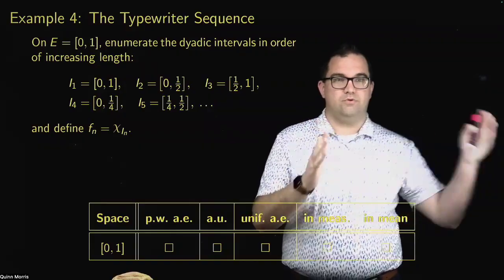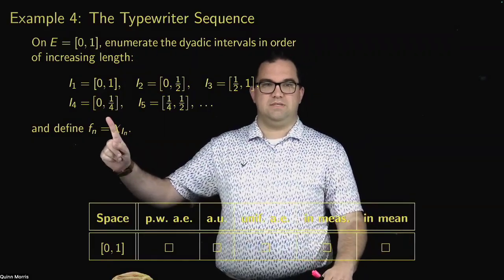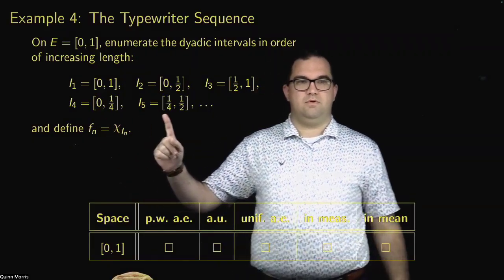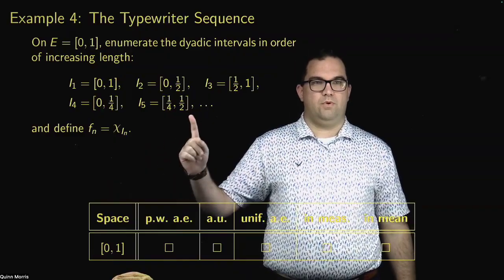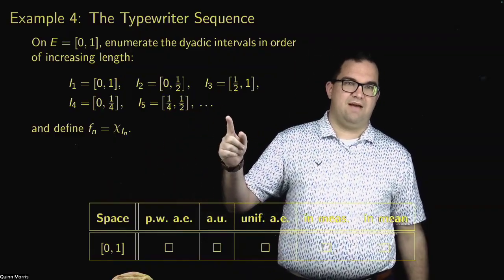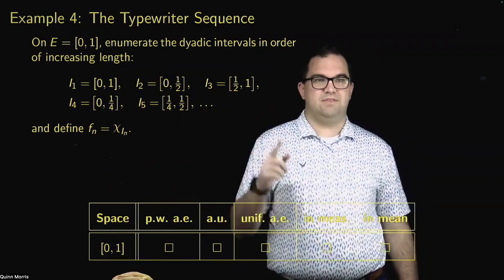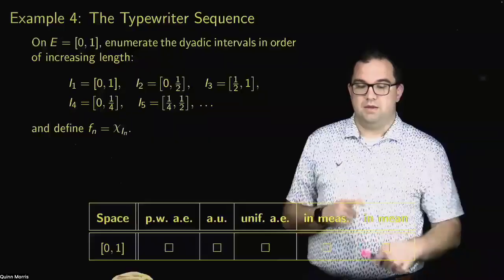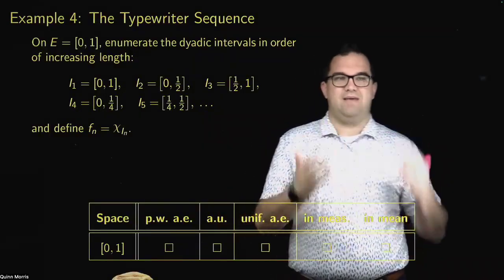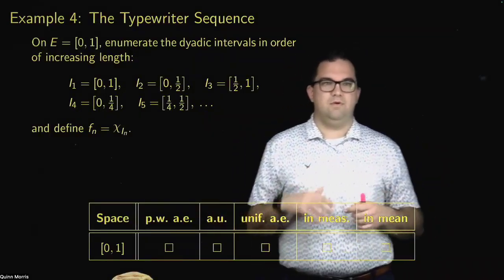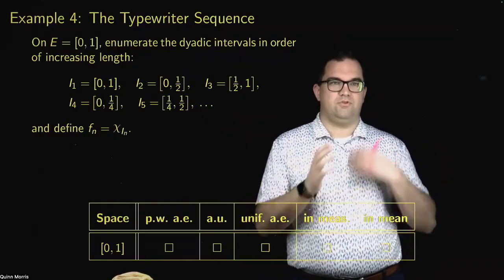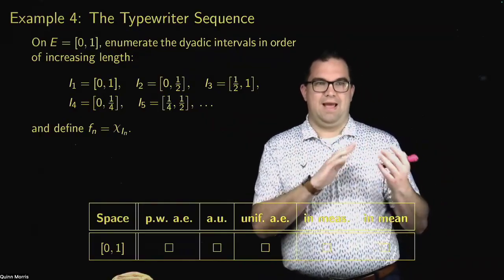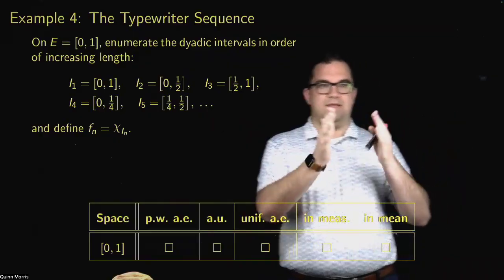So now I'm dealing with quarters. And so my fourth interval is going to be 0 to 1/4. My fifth interval will be 1/4 to 1/2. My sixth interval will be 1/2 to 3/4. And my seventh interval will be 3/4 to 1. Okay. And then I cut it in half again. So now I have eighths. So then I go 0 to 1/8, 1/8 to 1/4, 1/4 to 3/8, 3/8 to 1/2, right? And so I keep going in this way.